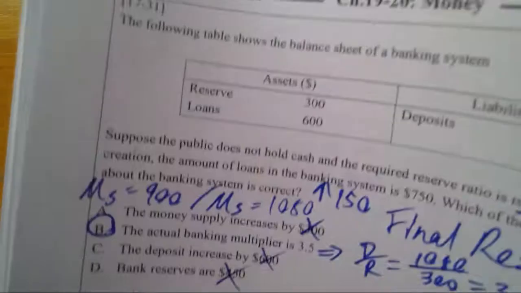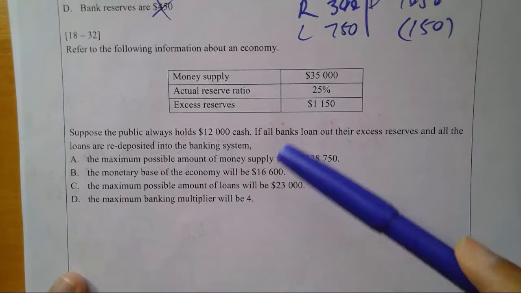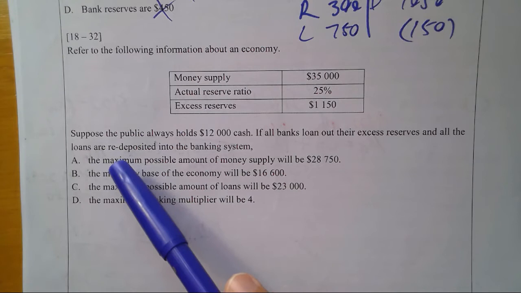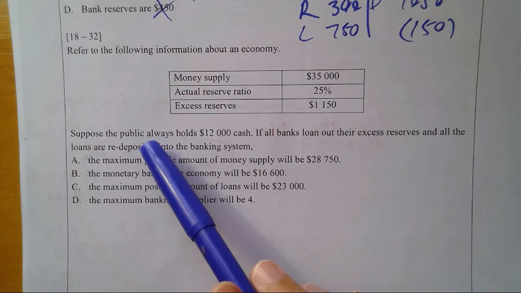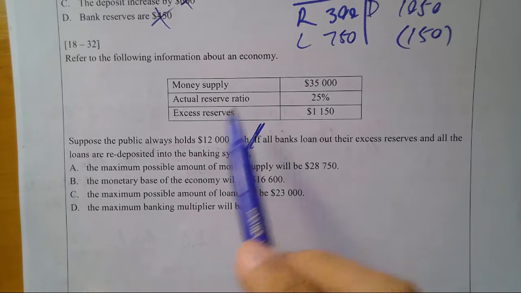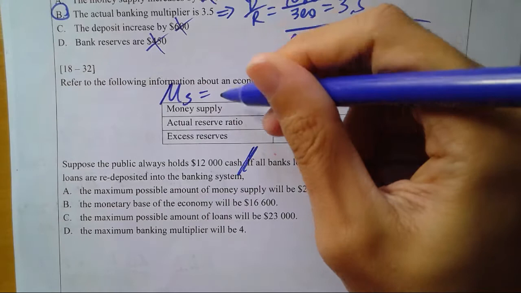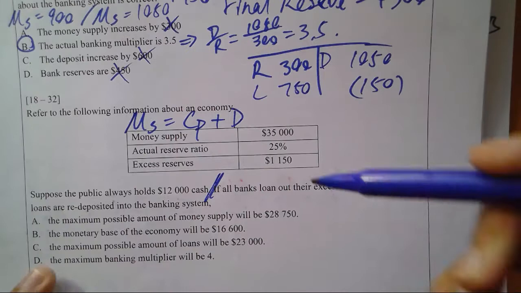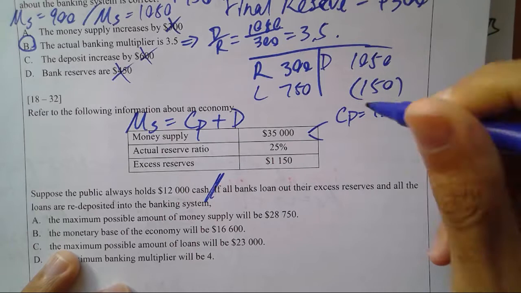Okay? Good, final one, we start to reach the end, right? Some information: money supply, we have this actual reserve ratio, excess reserve. Okay, now let's see the public. This one is a little bit clumsy, right? A bit troublesome. Now suppose the public always hold this amount of cash. Okay, let's take it slowly. Let's pause here, this is the original situation. Remember, money supply equals CP plus deposit. Now we know CP is 12000. What does that mean? CP 12000 and deposit 23000.